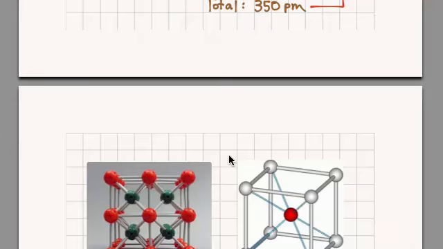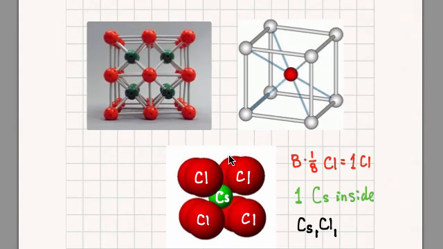Geometry, geometry, geometry. Always with the geometry. Here's just another way of saying the cesium chloride, body-centered cubic.